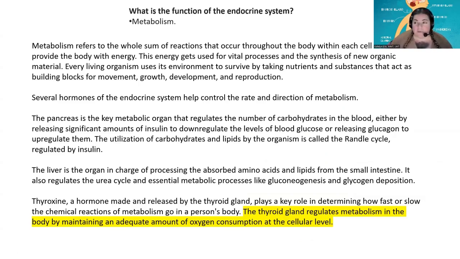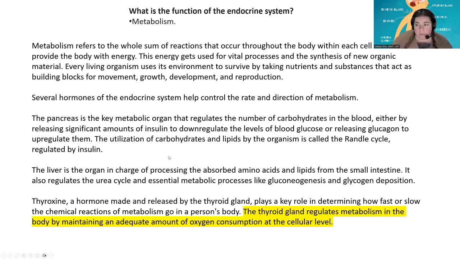That's the sum of all of the reactions that our body goes through in order to intake water, food, air, and convert this into energy that we can use to either burn the food and fuel in order to grow, or enable to reproduce, enable to develop ourselves differently, and able to move, walk, run around. Several hormones of the endocrine system help to control the rate and direction of metabolism.